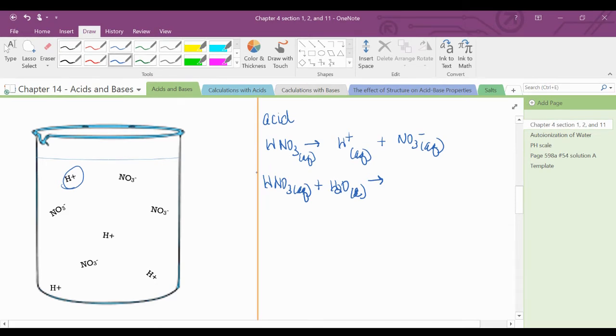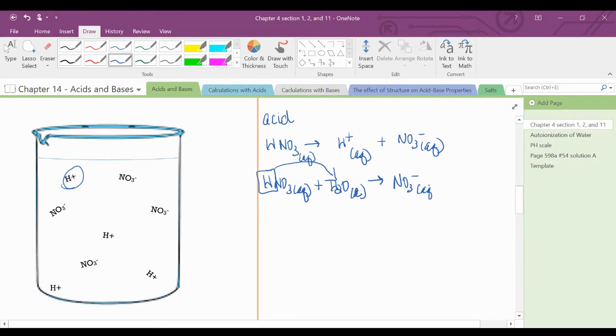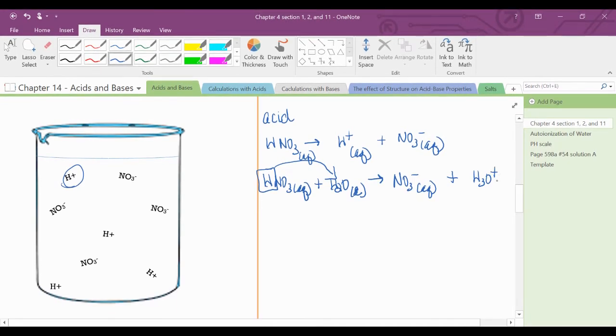Okay. So again, the acid gives up a hydrogen. So we're left with the nitrate ion. And that hydrogen ion attaches to water to form hydronium. And so this would be demonstrating the Bronsted-Lowry definition of an acid. Now, this species is going to be a strong acid.